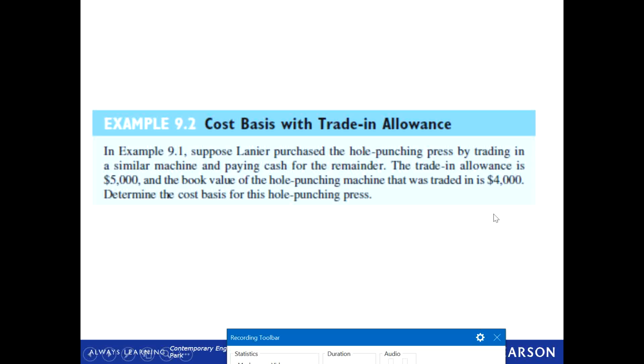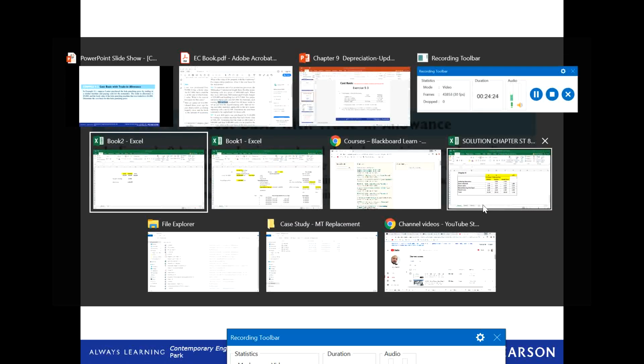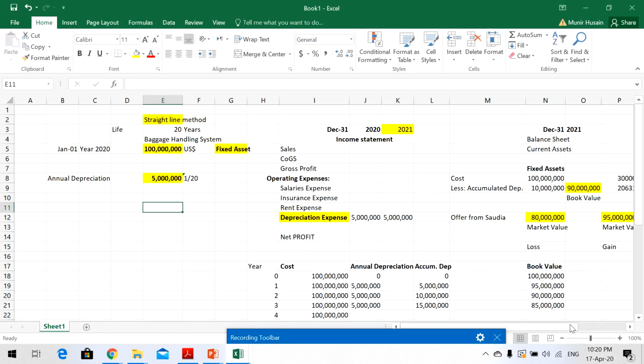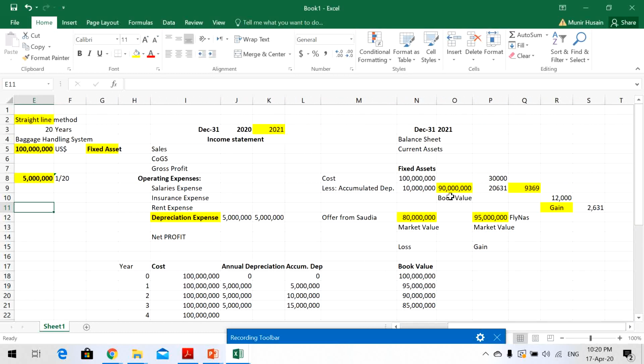To explain this one, let me go back to the same Excel we discussed before. Now see, this is the book value. If you don't remember what the book value is, come back to this explanation and check. The book value is 90 million. If you replace a machine with a new one and get a trade-in allowance less than this amount, it means there is a loss. If you get more than this amount, it's a gain.